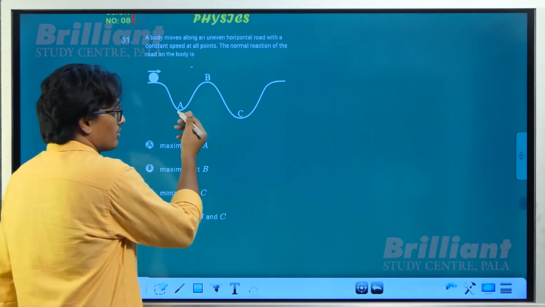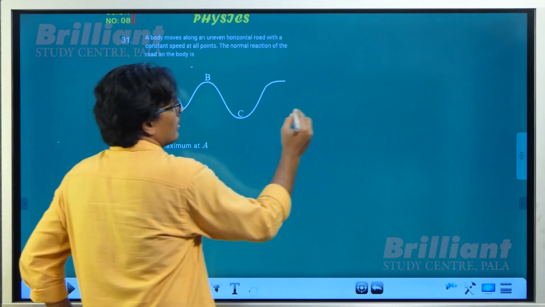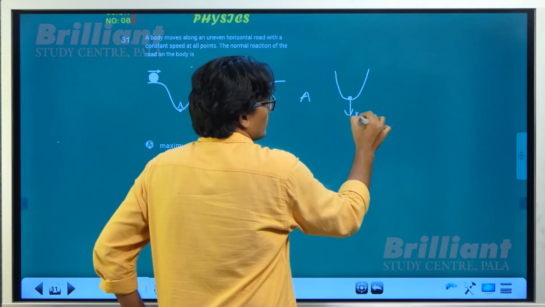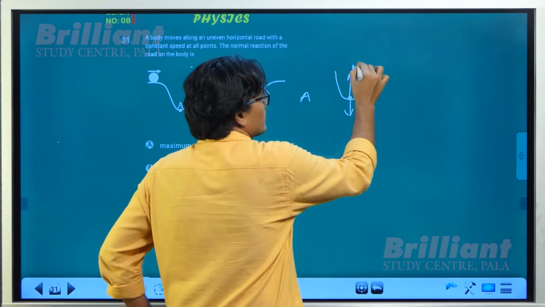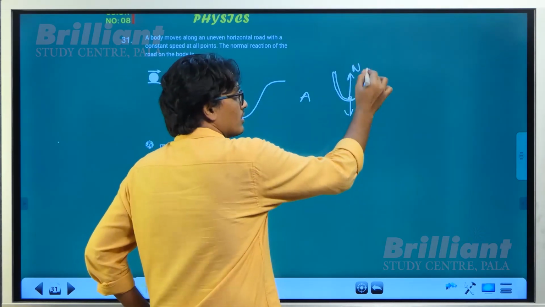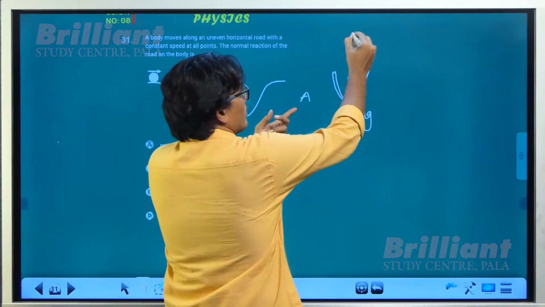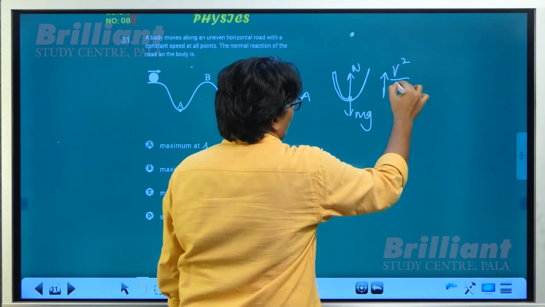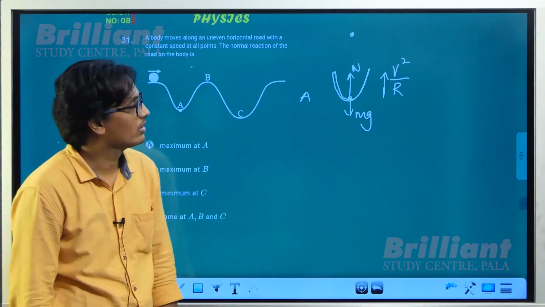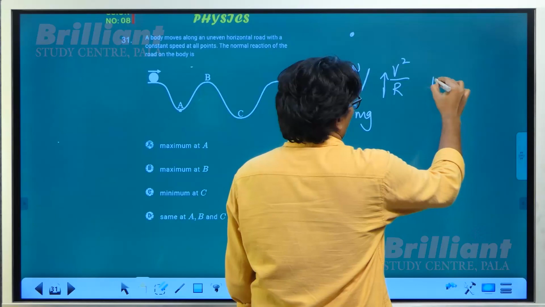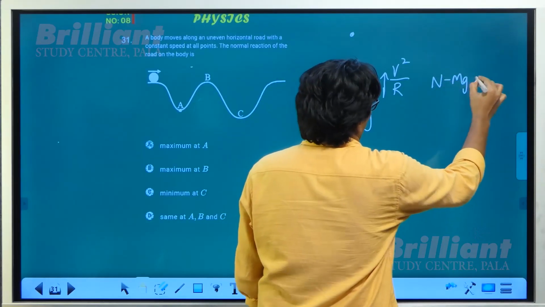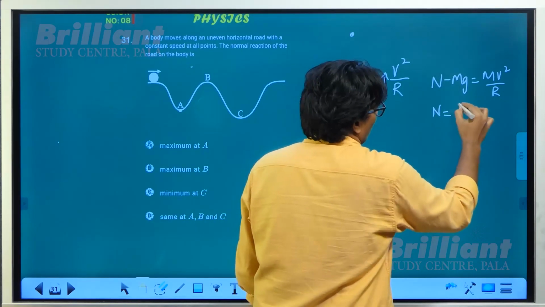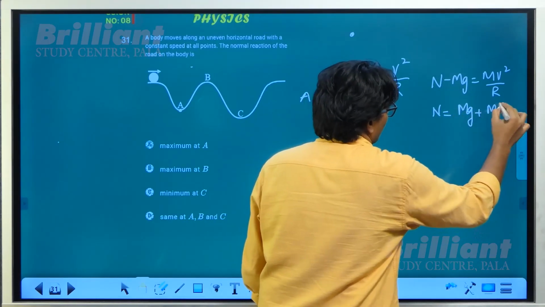At any instant, suppose you draw the FBD at A, you have mg downwards, you have N upwards, the curve is upwards, so the center is somewhere here. So centripetal acceleration will be v square by radius of curvature. Here your equation will be N minus mg is equal to mass into acceleration. So you'll get N equal to mg plus mv square by r.